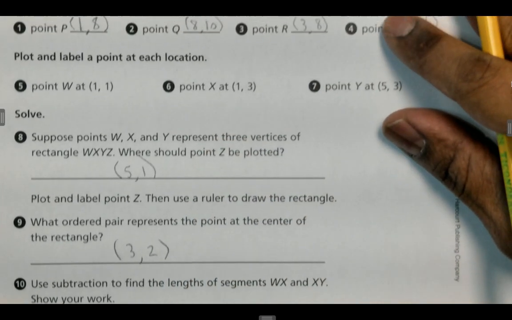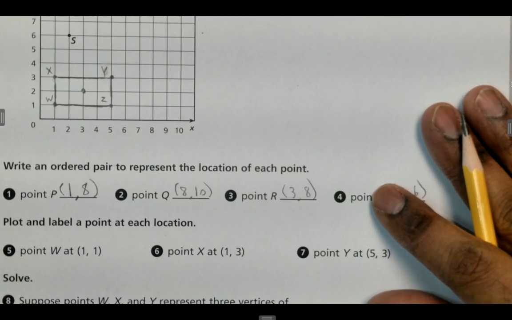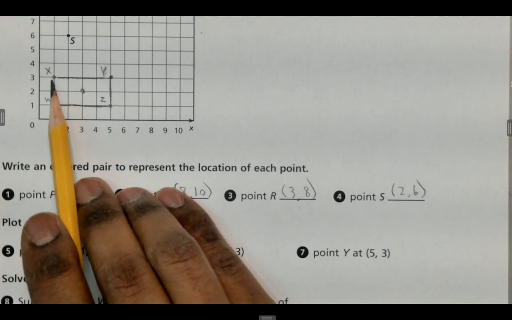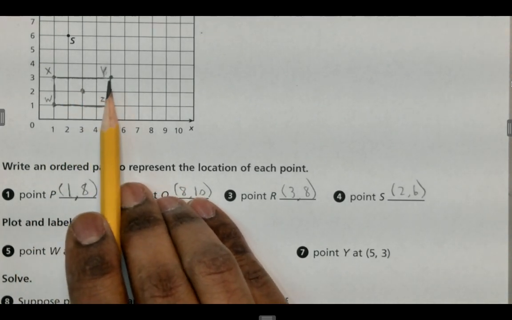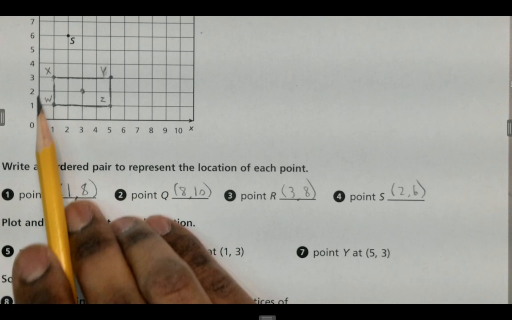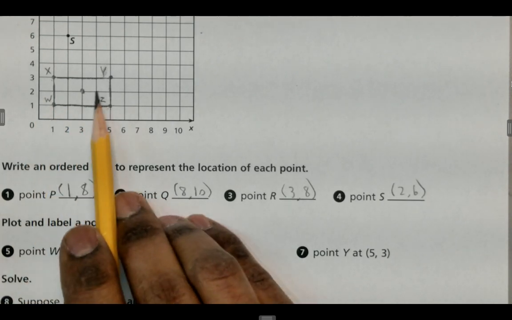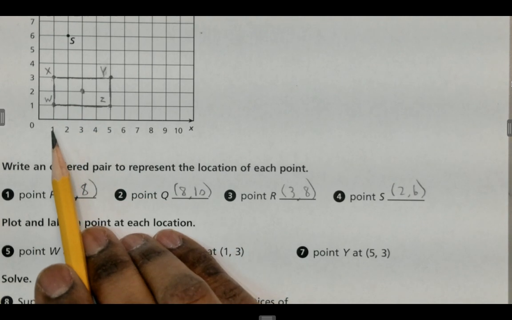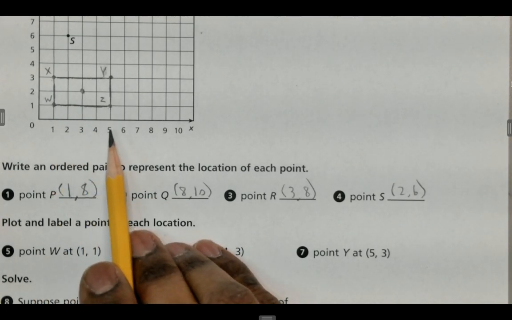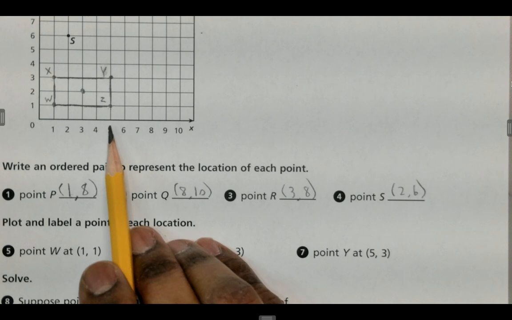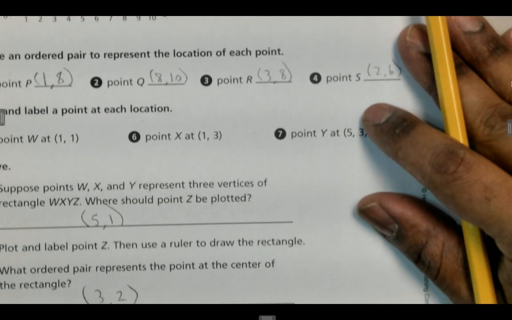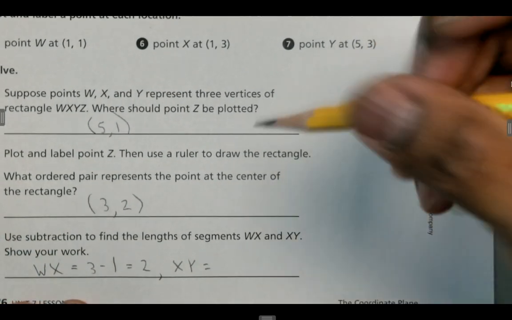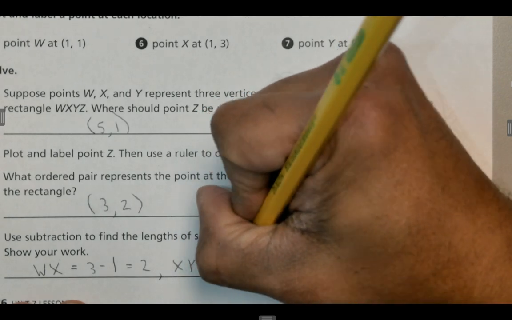How about XY? For XY, what do they have in common? They have the same y coordinate, but their x coordinates are different. Y has an x coordinate of 5. X has an x coordinate of 1. So the length of this segment, of course, is going to be 5 minus 1, or 4.